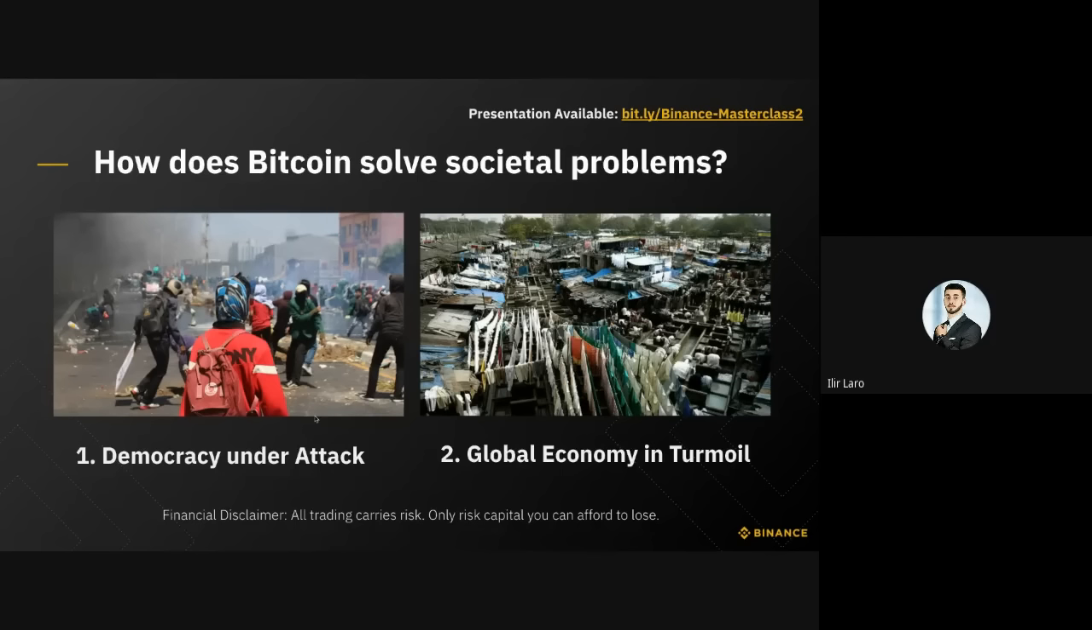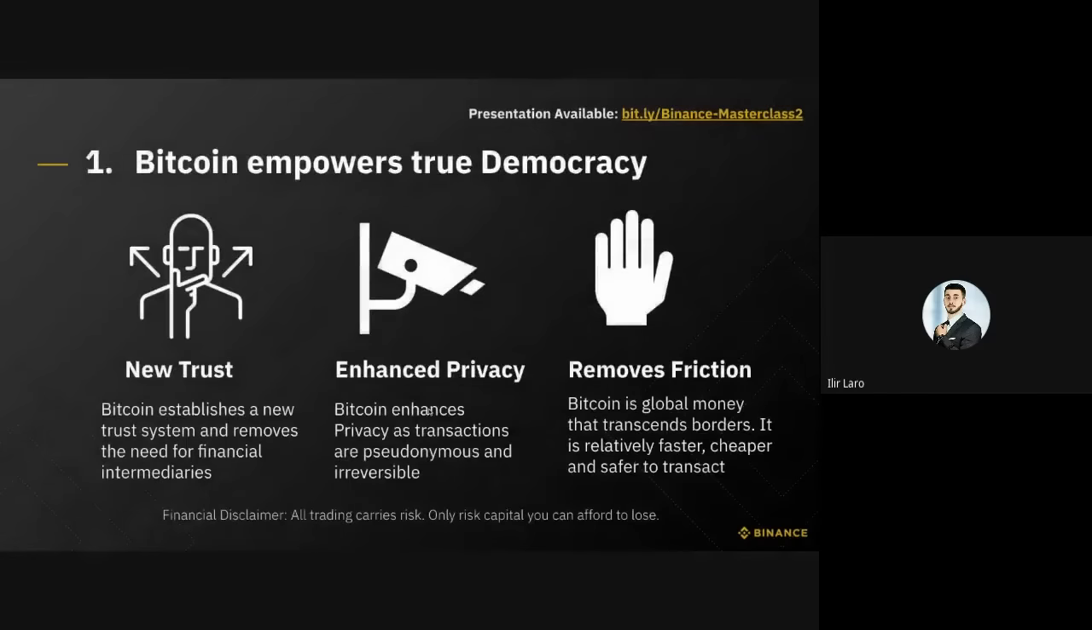So moving on to the next portion of this section, which is how does Bitcoin now solve these societal and world problems that we mentioned in the beginning of this presentation? Well, it's simple. Bitcoin fundamentally changes the concept of money. Bitcoin empowers true democracy in action as it establishes a new trust system. Bitcoin derives its trust from cryptography, from computers, which allows transactions to be secured without the need for financial intermediaries or middlemen.